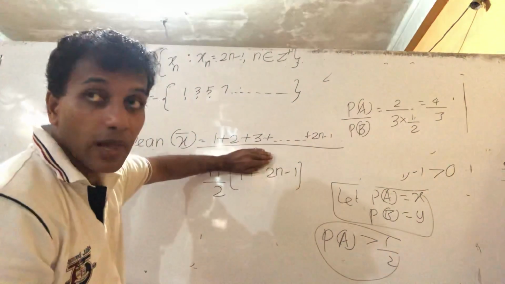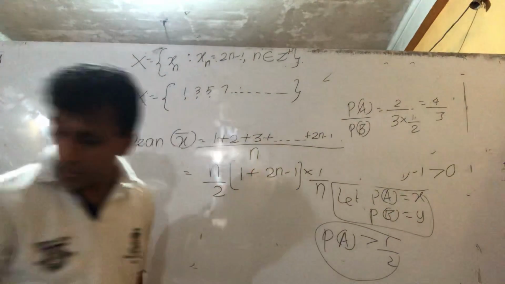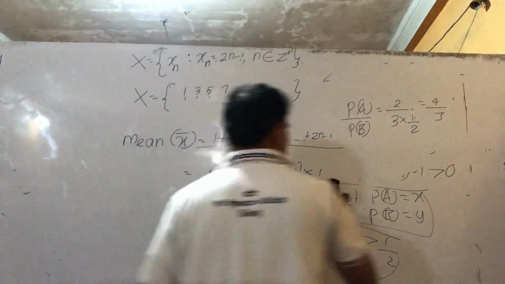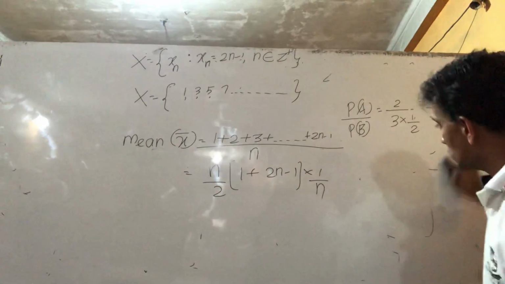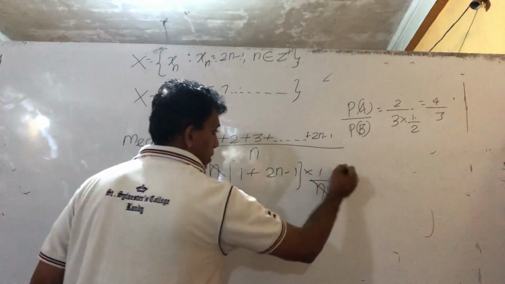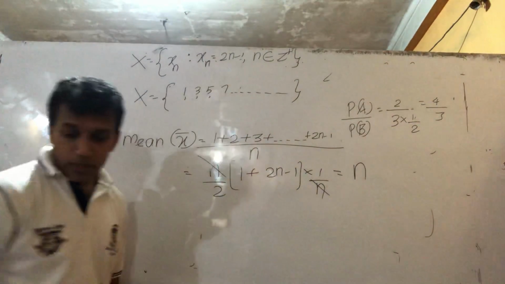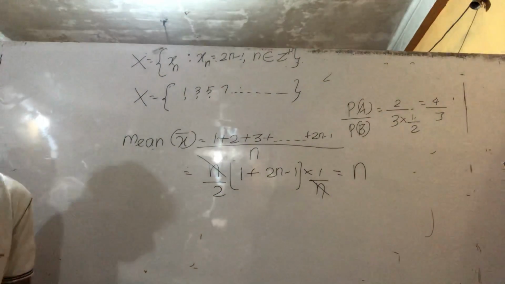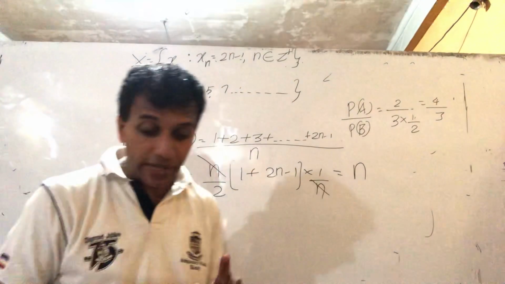Now multiply by 1 over n, the sum of n numbers of an arithmetic series. So what happened? Check, it is okay. The 2 cancels. The answer is n. Yes, the mean value is n. Right. Next, find the variance.